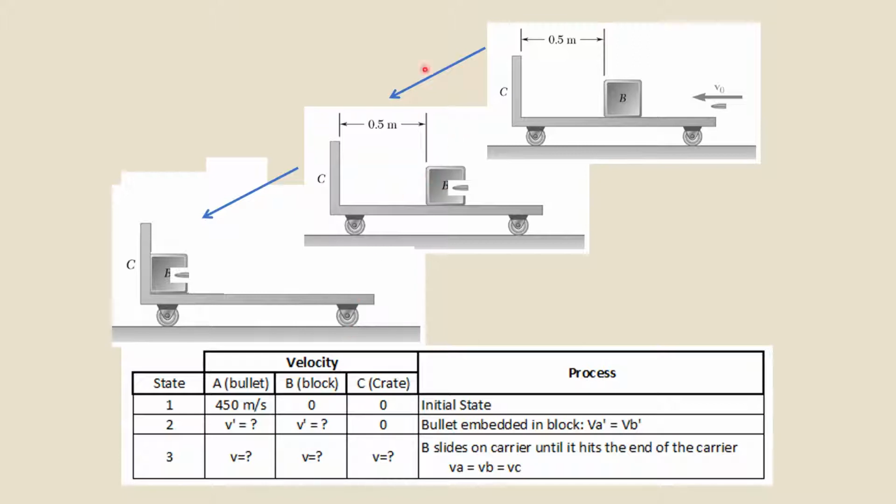And then we have from 2 to 3. The block is going to slide to the end and slam into the end of the carrier, and it's a plastic collision again. Their velocities are all equal to one another again, so vA equals vB equals vC. We have 3 states, and we have linear momentum between 1 and 2, and linear momentum between 2 and 3. So here we go. Let's start writing some equations out here.